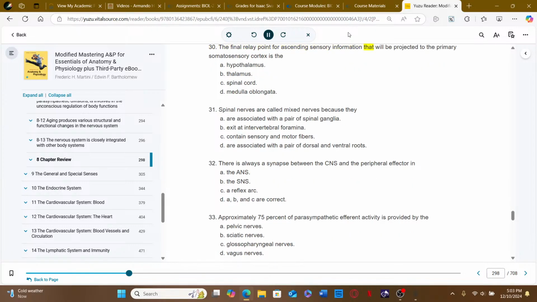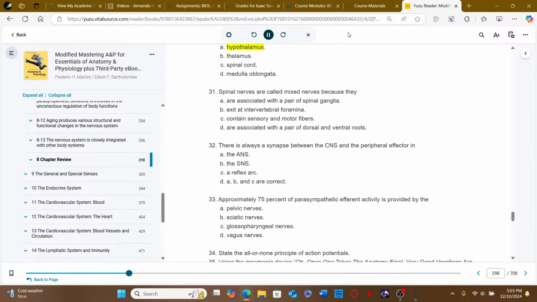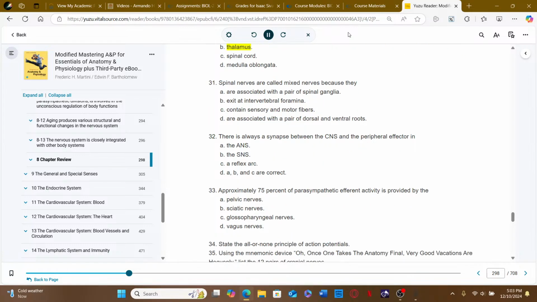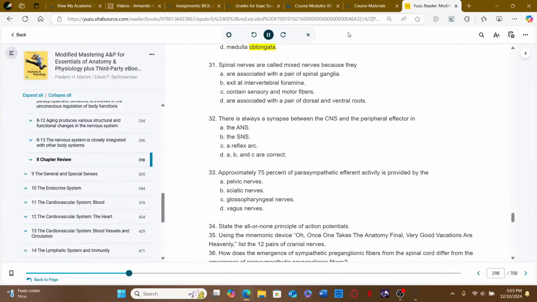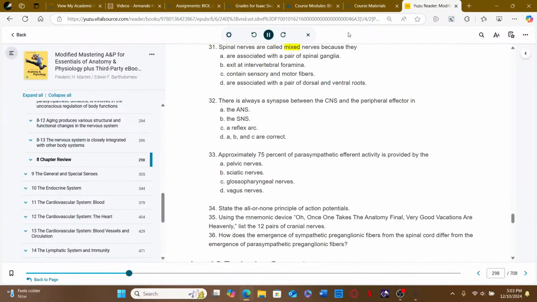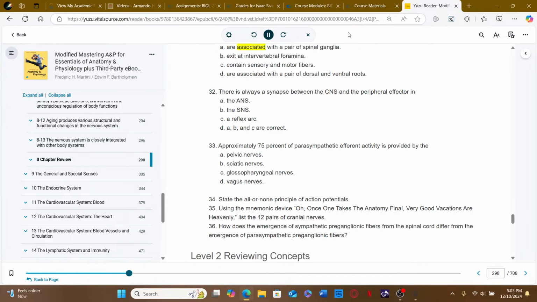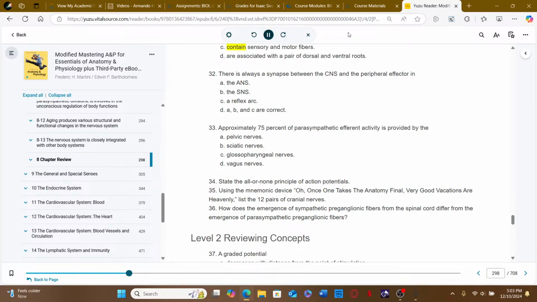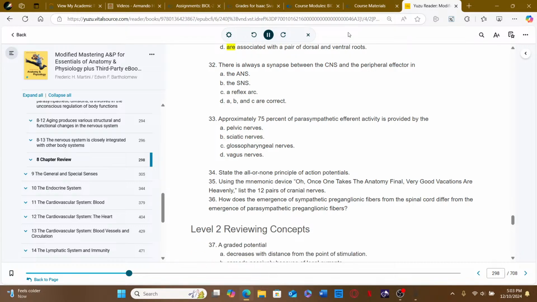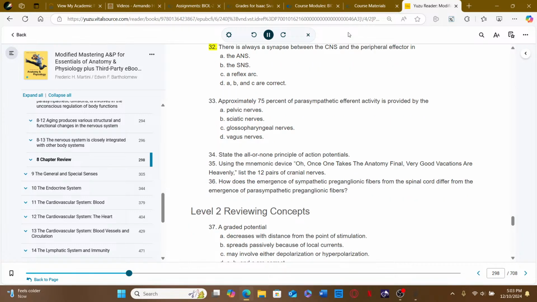30 The final relay point for sending sensory information that will be projected to the primary somatosensory cortex is the hypothalamus. Thalamus. Spinal cord. Medulla oblongata. 31 Spinal nerves are called mixed nerves because they are associated with a pair of spinal ganglia. Exit intervertebral foramina. Contain sensory and motor fibers. Are associated with a pair of dorsal and ventral roots.